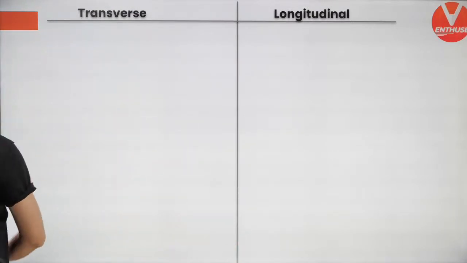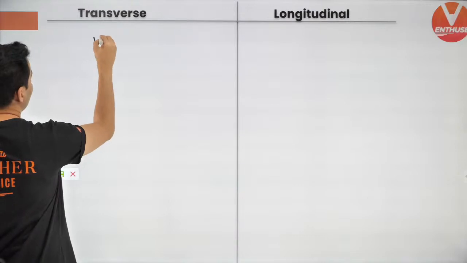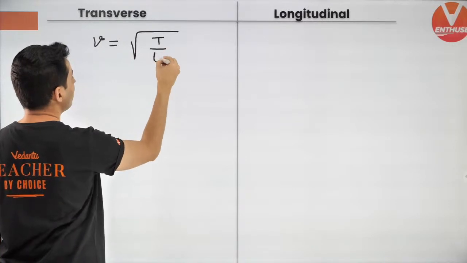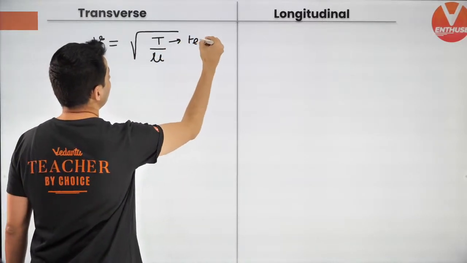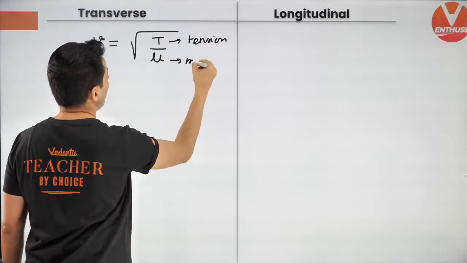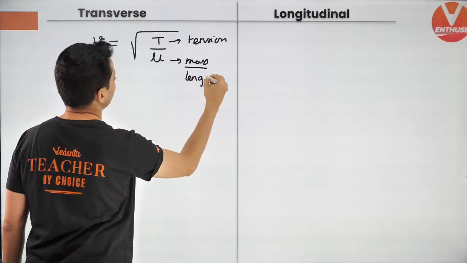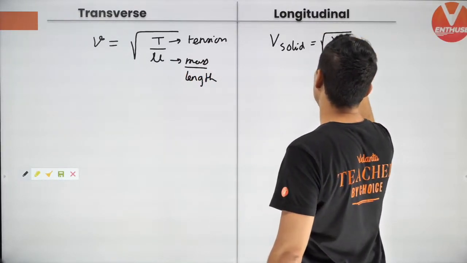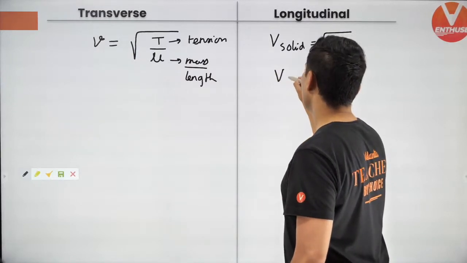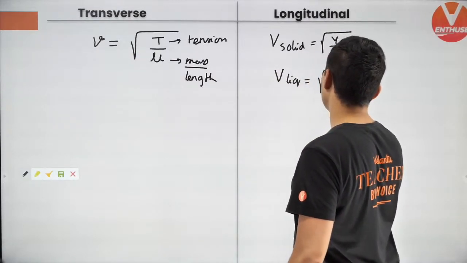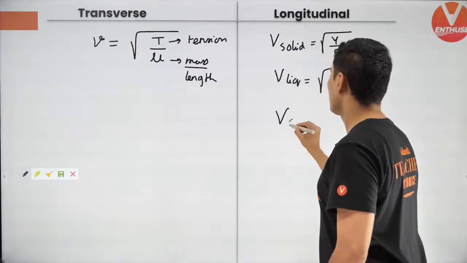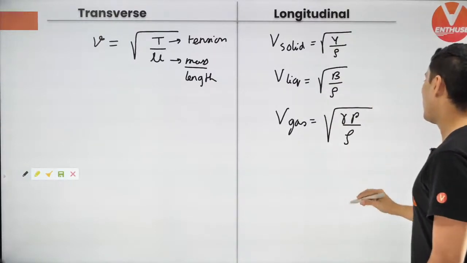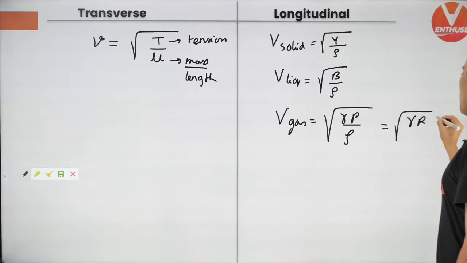So transverse waves and longitudinal waves. Let's do this. Similar formulas for transverse wave: the speed of the wave is root of T by mu. Very important. T is tension, mu is mass divided by length. Keep this in mind. But in longitudinal waves, for a solid, it is root of Young's modulus by rho. The speed for liquids is root of bulk modulus by rho. And the speed for gas is root of gamma p by rho, and it can also be written as root of gamma RT by M.